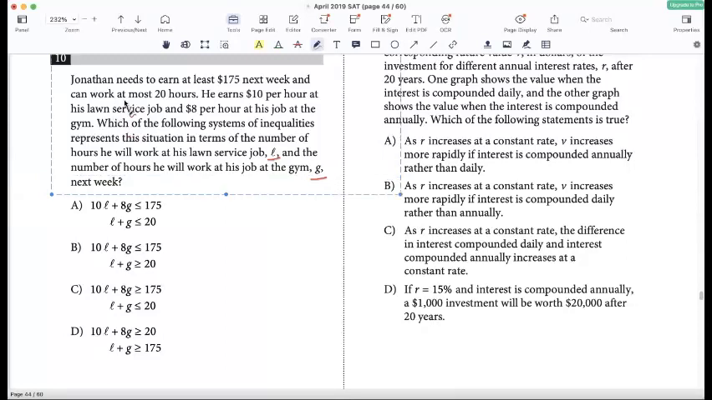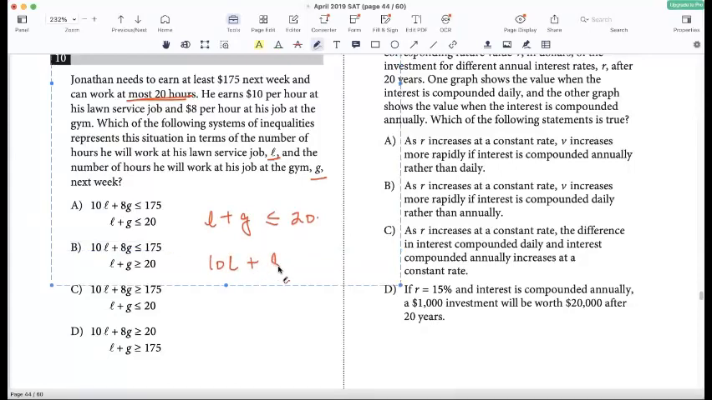So the total number of hours that he can work is at most 20. So L plus G should be less than or equal to 20. And he earns 10 per hour at his lawn service job. So 10L is income from lawn service and 8G is income from the gym. And that should be at least 175. So this is the system: 10L plus 8G is greater than or equal to 175 and L plus G is less than or equal to 20. So C.